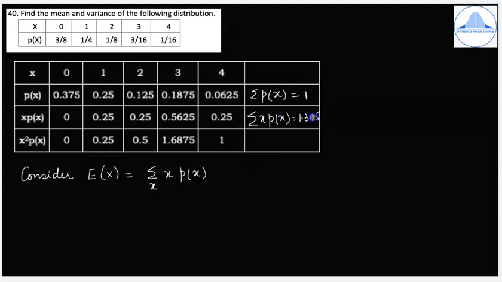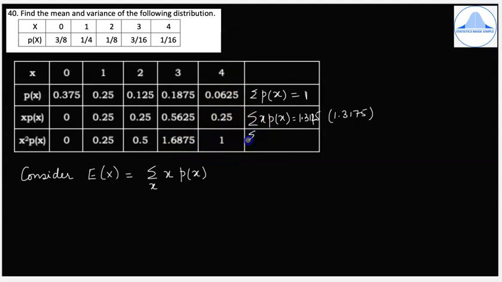Small clarification, it is 1.3175. Similarly, we also need x squared p of x, that is used to find out expectation of x squared. So 0 into 0 is 0, 1 into 0.25 is 0.25, 2 into 0.25 is 0.5, 3 into 0.5625 is 1.6875, and 4 into 0.25 gives us 1.